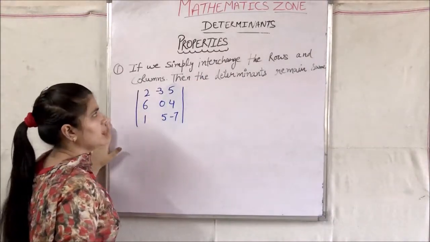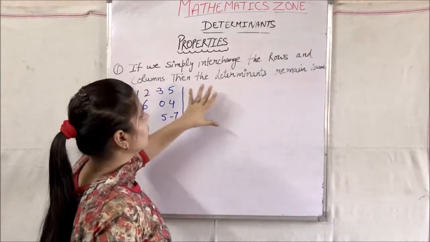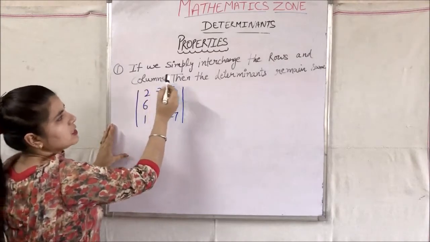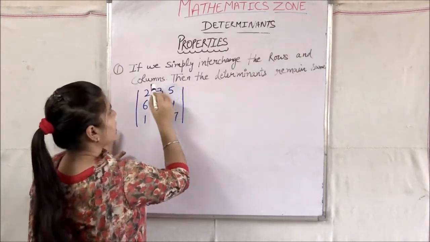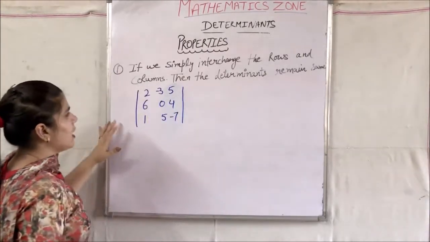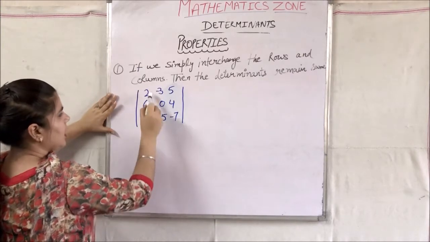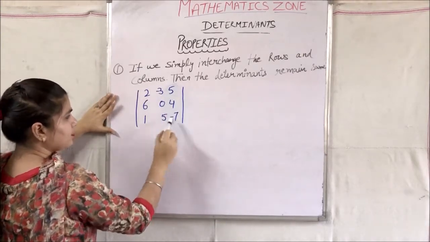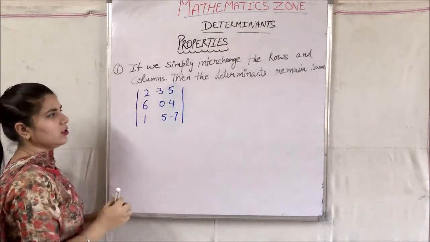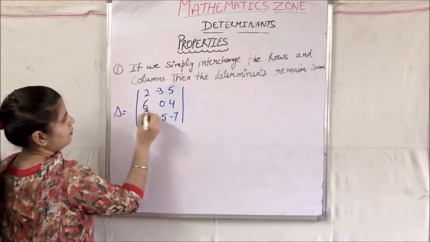So our first property is, if we simply interchange the rows and columns, then the determinant remains same. I repeat, if we simply interchange the rows and columns, then the determinant remains same. That means we have already learned that these are the rows and these are the columns. So first of all, we will calculate the determinant of this. So let us denote it as delta.